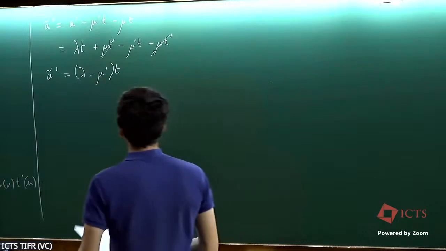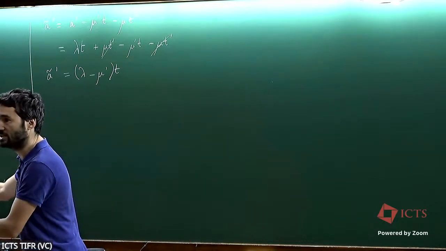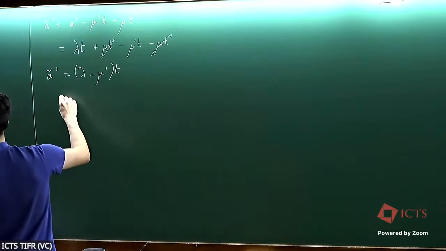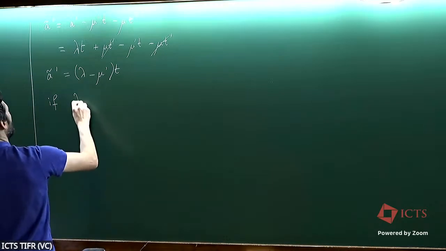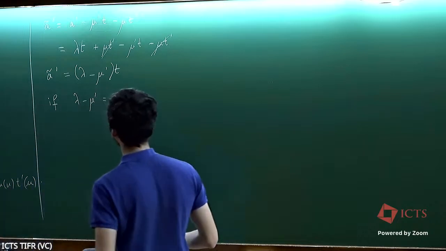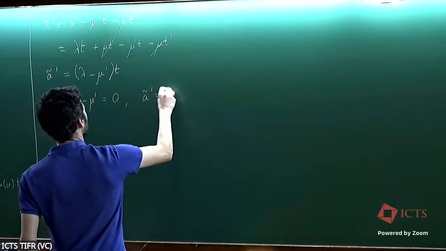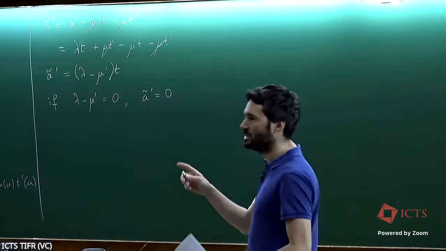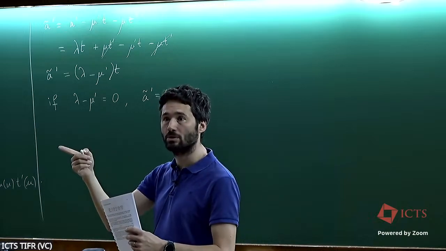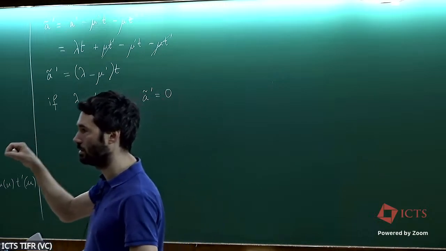Thank you. So I just shifted the baseline, but this is the same shape. Now, if lambda minus mu prime is equal to 0, then a tilde prime is equal to 0. And this means that the baseline doesn't move. Okay, and so this describes a cone, because a cone is a ruled surface with a common reference point.